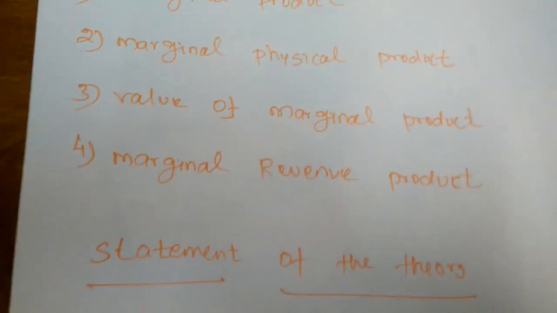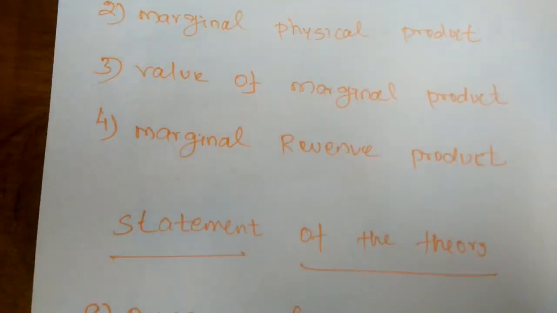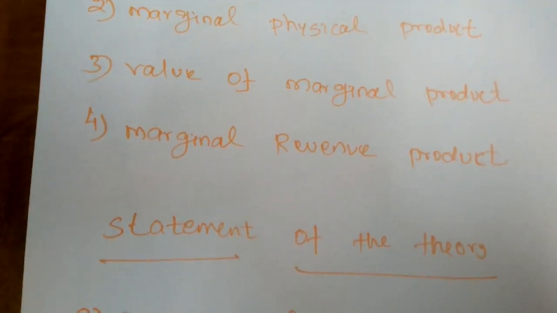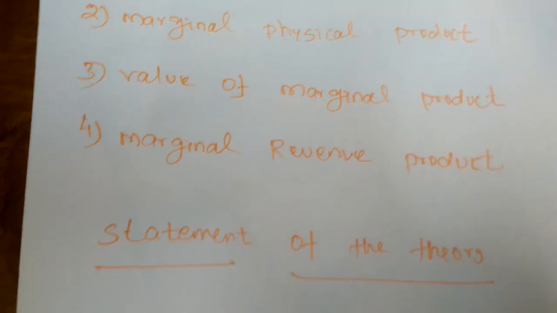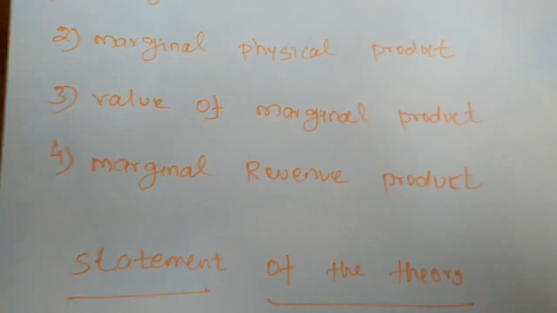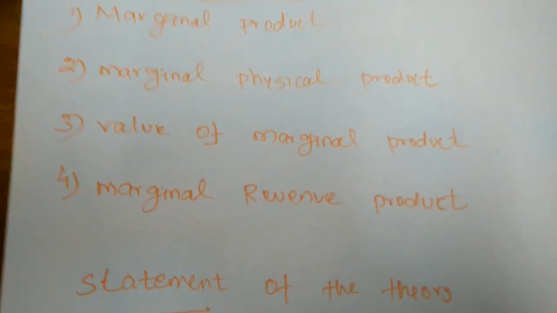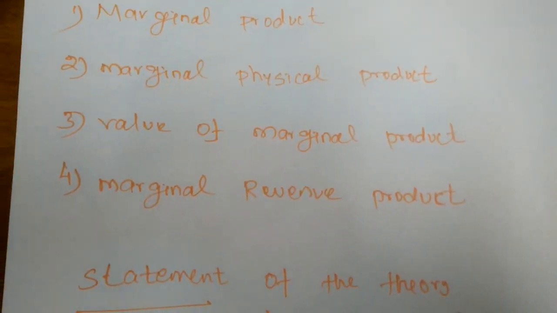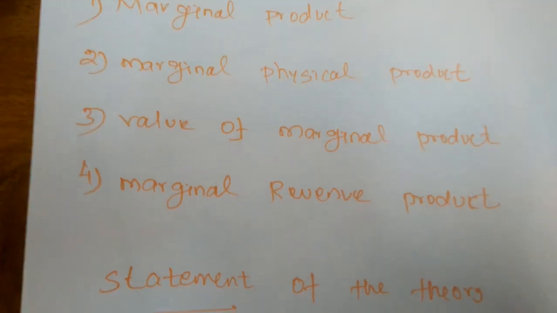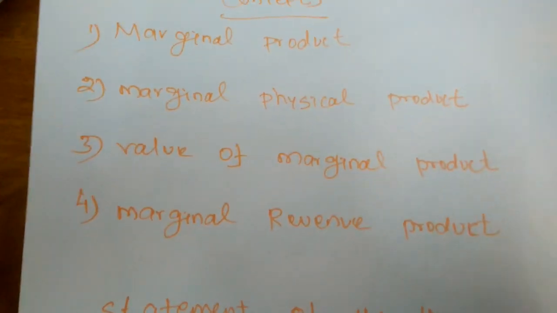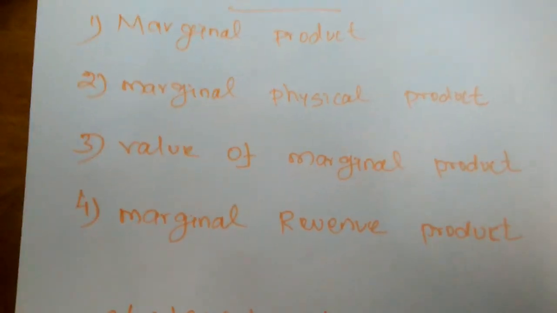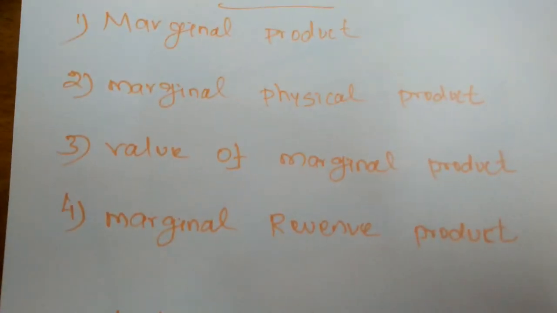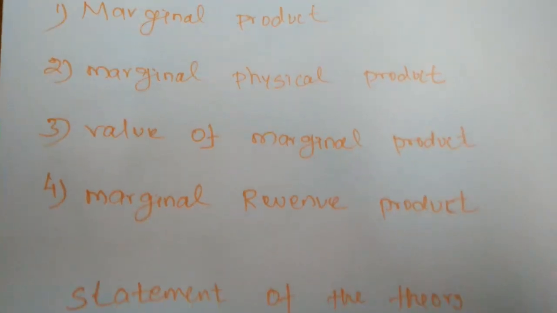Next, the marginal physical product. The marginal physical product of a factor is the increment in the total product obtained by the employment of an additional unit of the factor. So when we are arranging the last unit of the factor, the amount by which the total product is increased is called the marginal physical product.